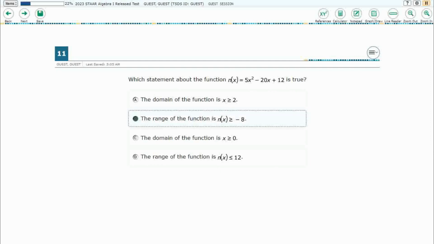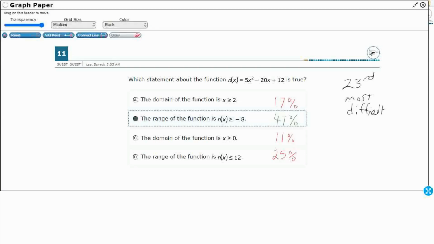Let's see how we did across the state of Texas. So this is the 23rd most difficult problem. Less than half of the students actually got this correct, 47%. Now we see 17% and 11% for A and C. These are the two that deal with domain.